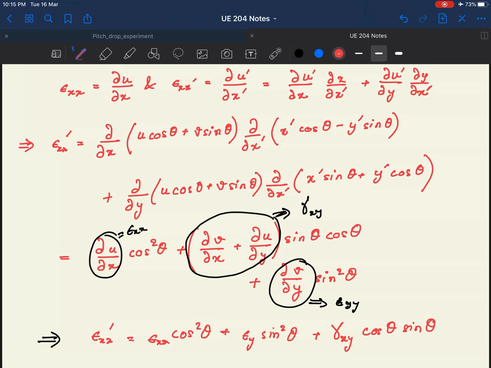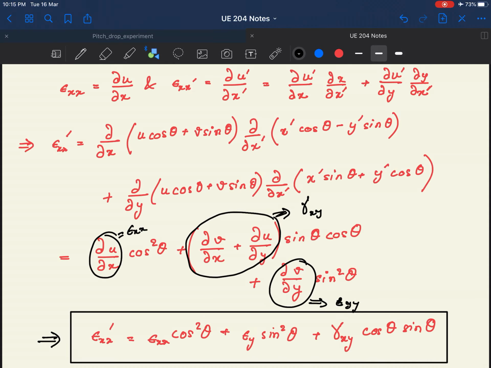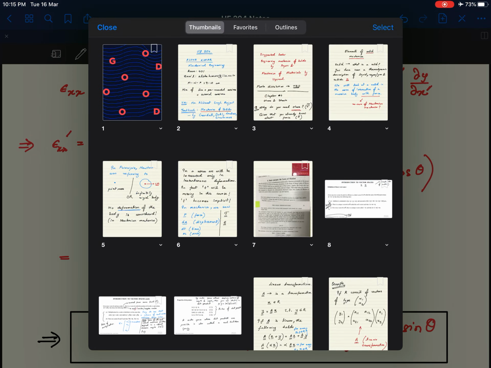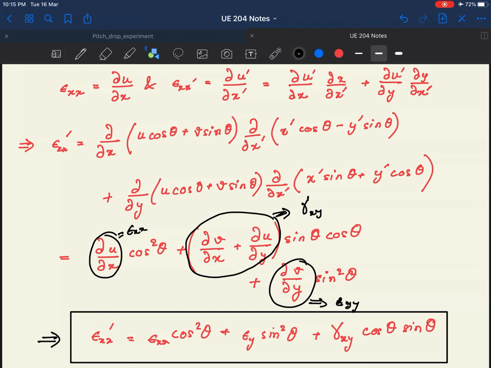This should seem similar to something you have encountered before. Let us go and search for it. It must be here somewhere.